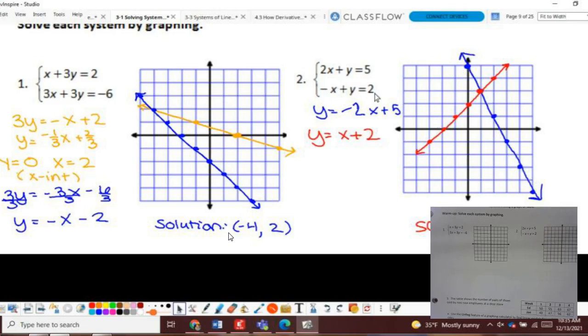For the red line, we solve for y again. That gave a positive x and a positive 2. So my y-intercept is 2. You go up 1, right 1, up 1, right 1. The lines, therefore, intersect at 1, 3.